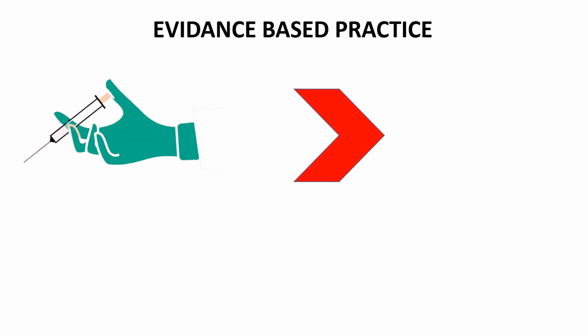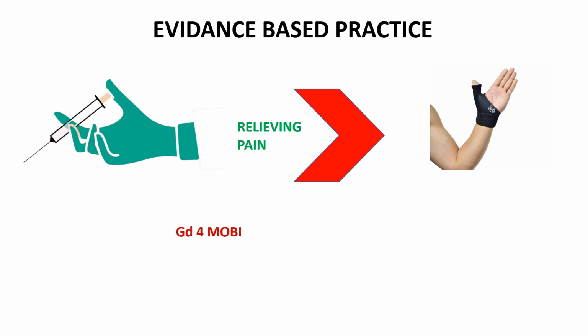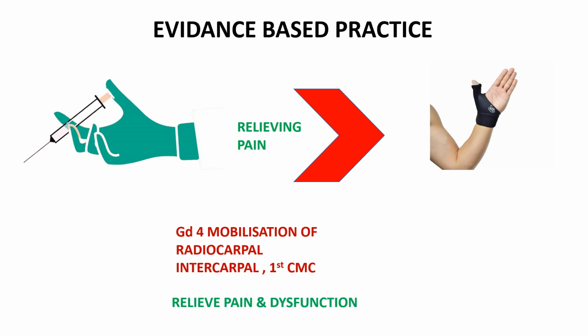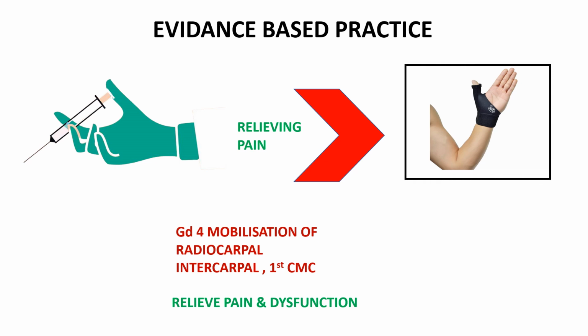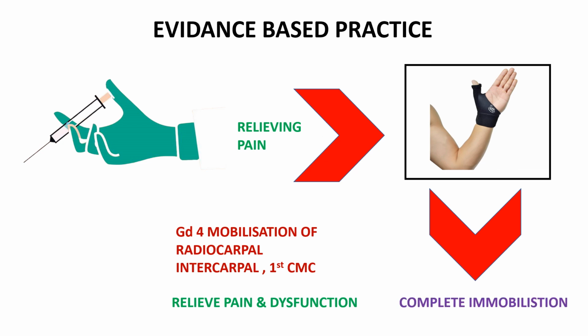Now I'll tell you about the evidence-based practice for De Quervain's tenosynovitis. Studies show corticosteroid injection is superior to splinting in relieving pain, and graded radiocarpal and first CMC mobilizations relieve pain and dysfunction. Studies also show splinting which allowed for some movement was superior to complete immobilization of the hand. Studies also show heat, massage, and electrotherapies were not effective for reducing disability of the patient.